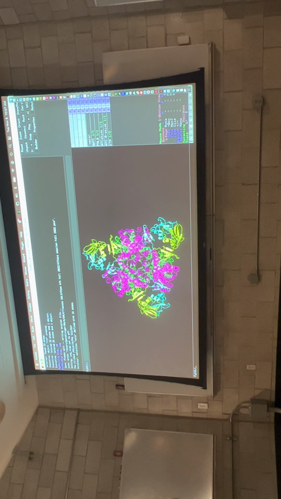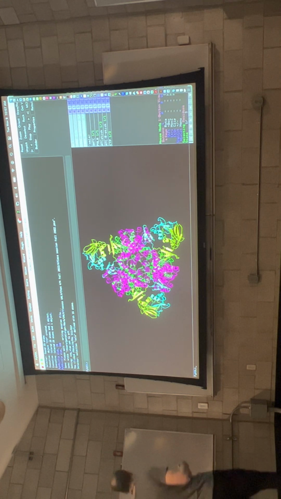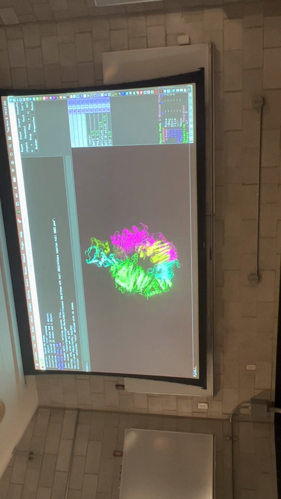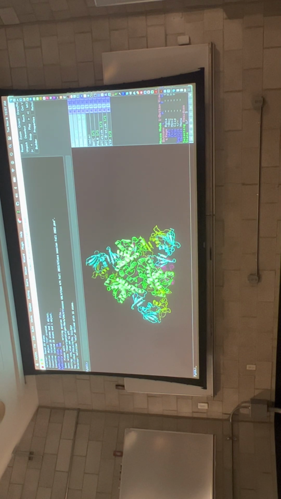Where are the other ones? The other ones are on the other side. So let's flip this thing around. And there they are, now in green. Okay, so again, I have 3 identical subunits that are related by a 3-fold axis of symmetry.